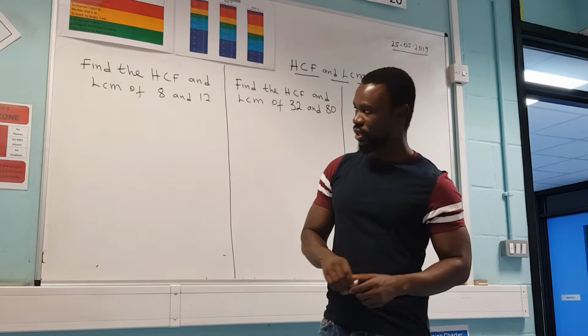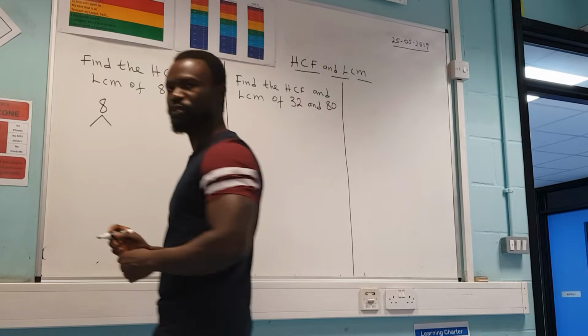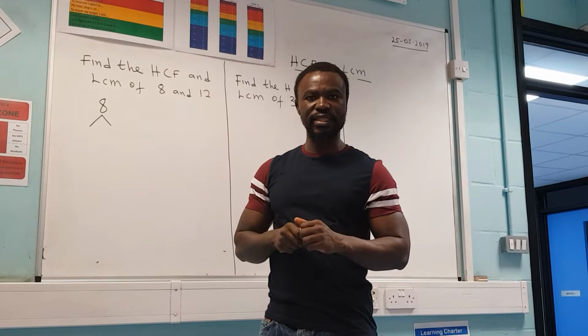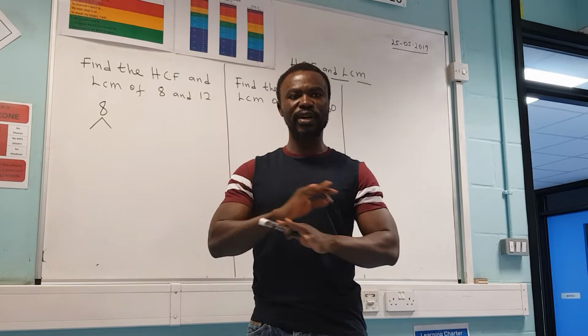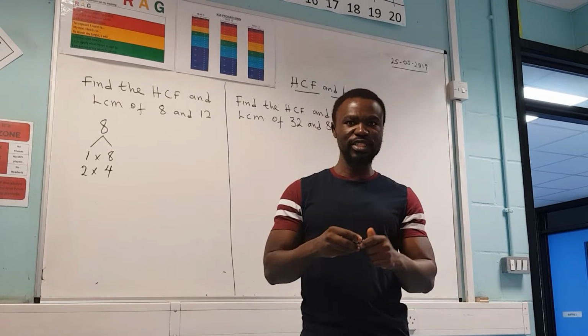Okay, so now let's look at how to find it. Let's write down the factors of 8. I always prefer doing it this way. This means find two numbers that multiply to give you 8. They cannot be decimals, it has to be whole numbers. Write all of them down. So I know I can have 1 times 8, that will give me 8. I can have 2 times 4, that gives me 8.